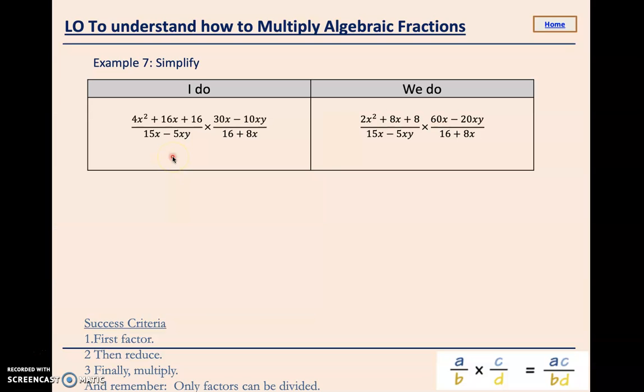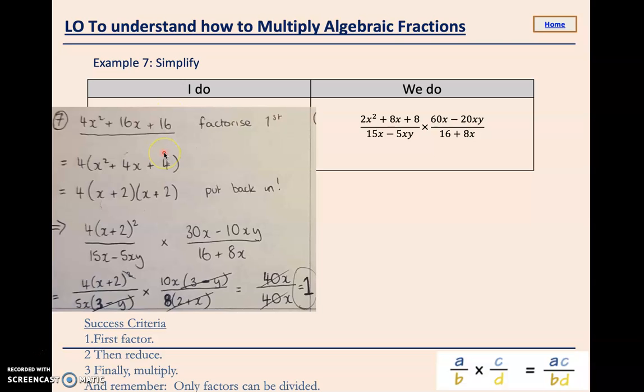Plug it back in, so we get 4(x plus 2) squared over 15 minus 5 over x. Now all I've done here is plug it straight back into here. Then we're timesing by this.